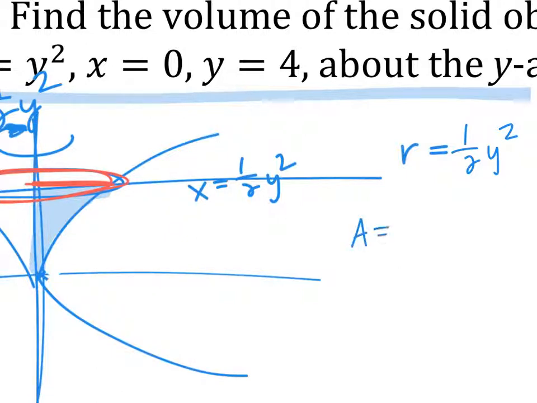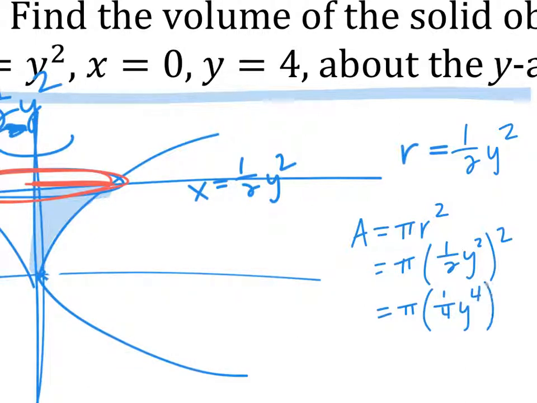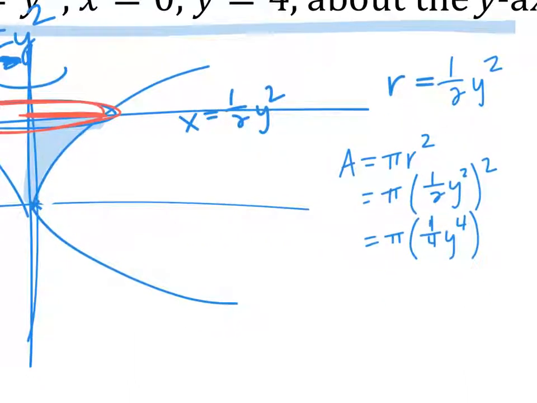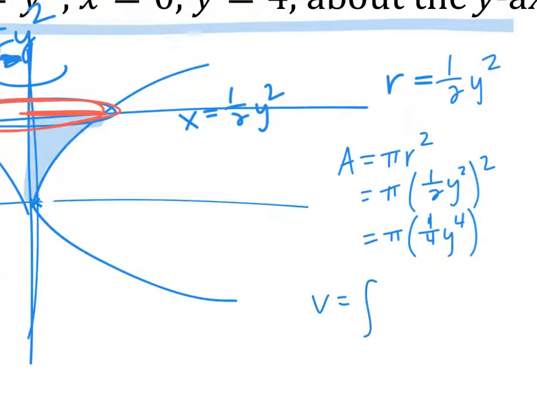So area is still pi r squared. So that is pi times 1/2 y squared, squared. So that is pi times 1/4 y to the 4th. Okay, volume. Which axis are we going to integrate to? Y. Okay, so it's going to be dy. That means all your limits have to be y's. Okay, so y from where to where? 0 to 4. Very good, 0 to 4.